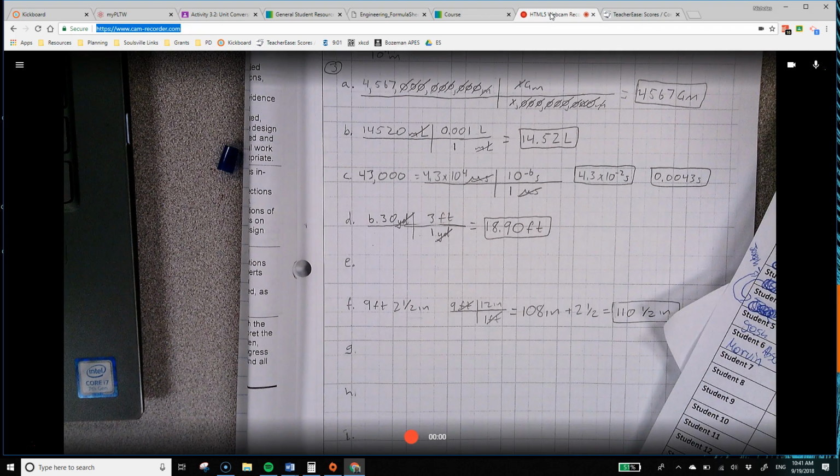Ma'am. Good question. So the question was, how do you know when to use scientific notation and when to use decimal notation? The short answer is you can use either one on any question unless it specifically asks for one or the other. So if it specifically asks for one or the other, you'll use the one it asks for. But most of the time, if it doesn't say specifically, you can use whichever one you want.